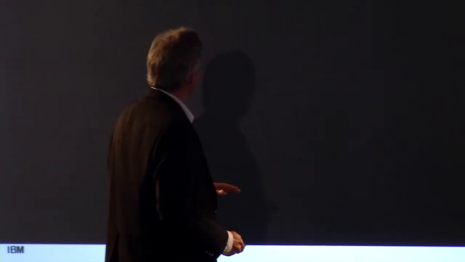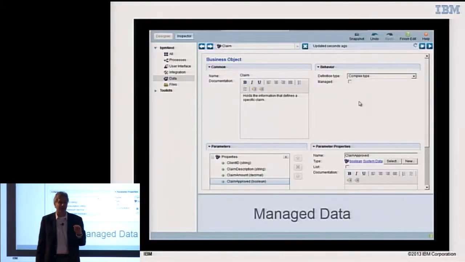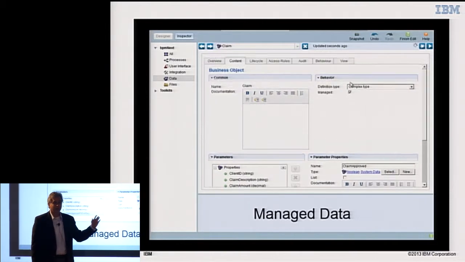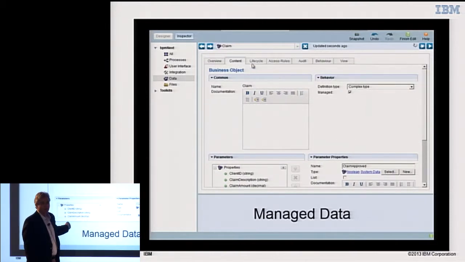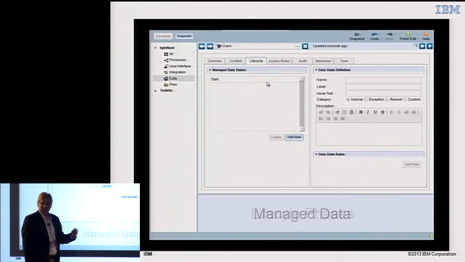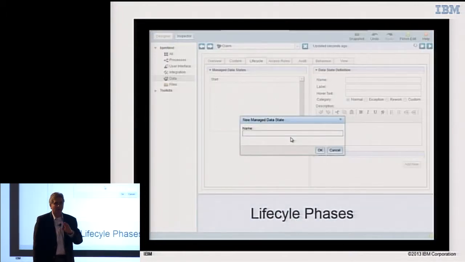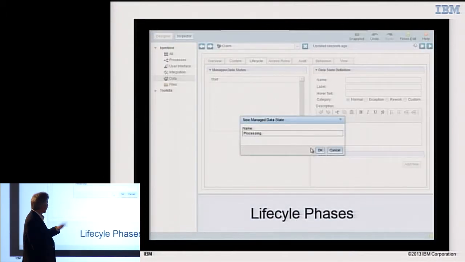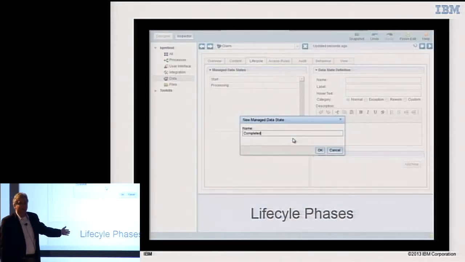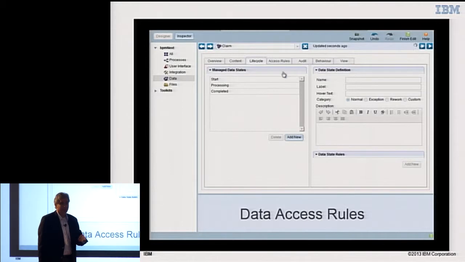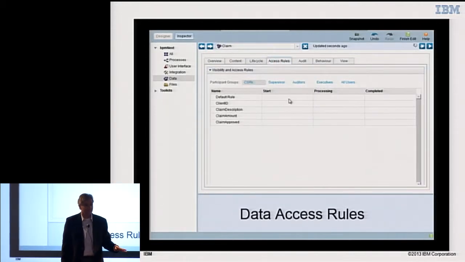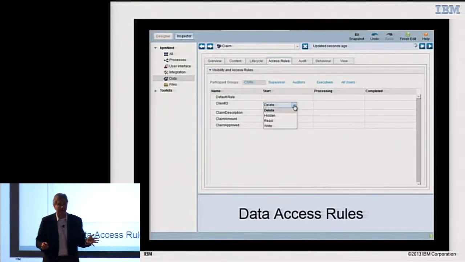So this is my obligatory canned demo because I don't like live things either. We've taken our complex data that we already have, and we've added the ability to turn important business objects into what we call managed data. If it's managed data, then you're allowed to define as many phases of the life cycle of the object as makes sense. There may be a few, there may be a lot.